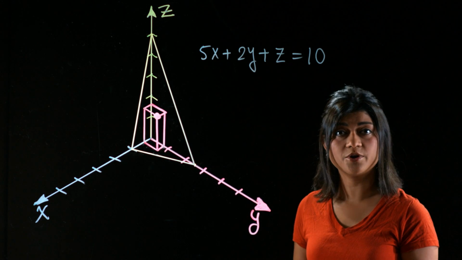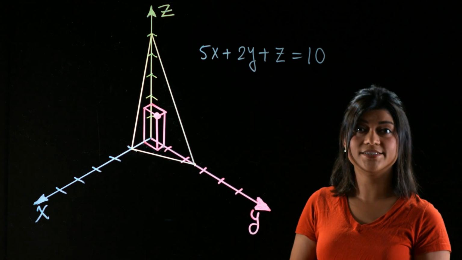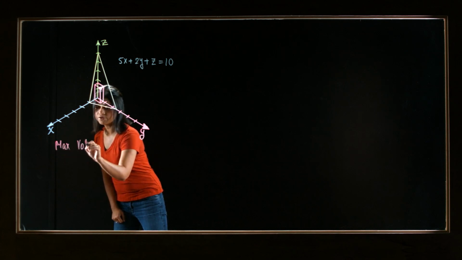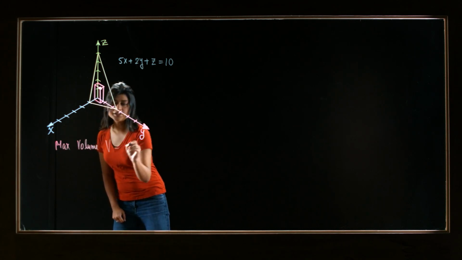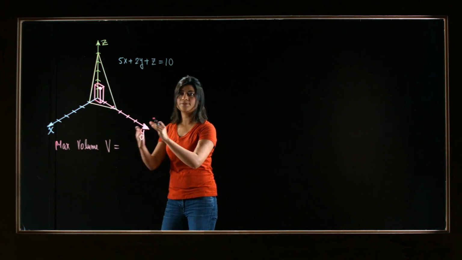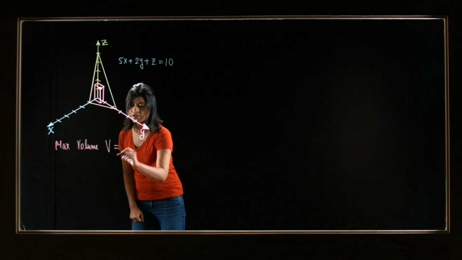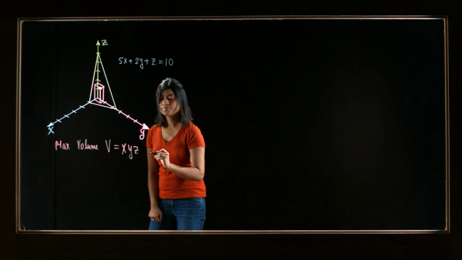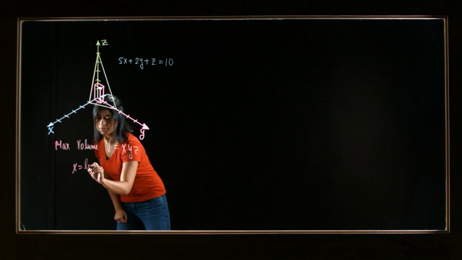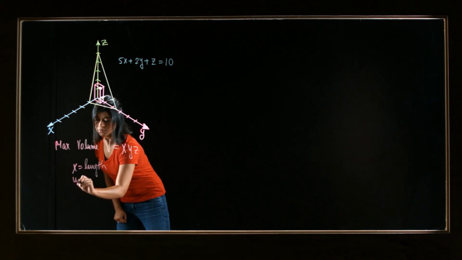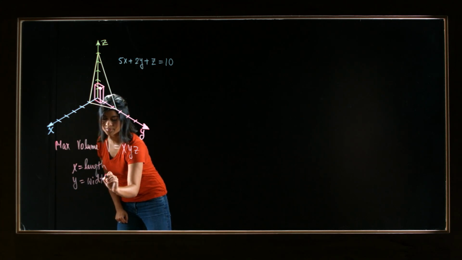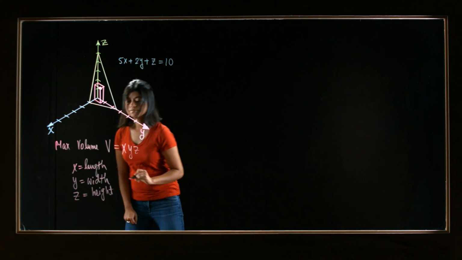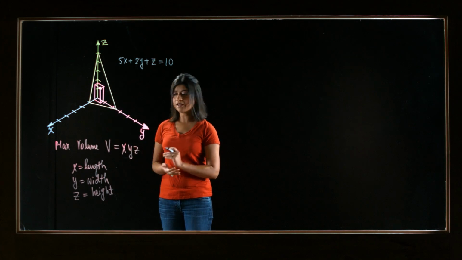Okay, so it's a maximizing problem and the function that we have to maximize is the volume. Now how do we compute volume? It's the length times width times height. So let's say the volume is xyz, where x is the length of the box, y is the width, and z is the height. And it also makes sense from the picture of the box itself, right?